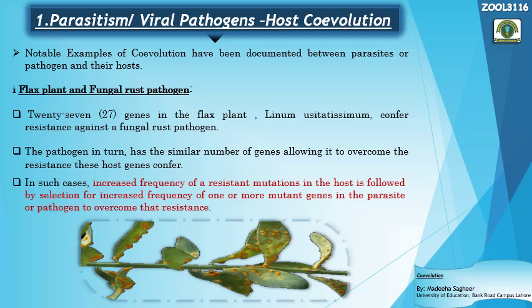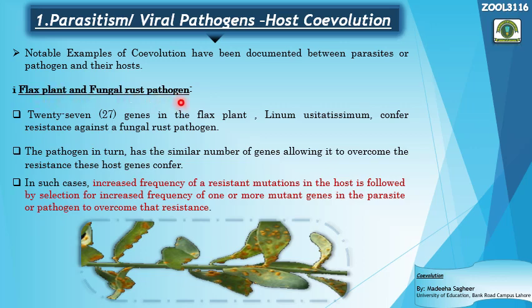Right. So previously there were no resistance genes, then after the attack of the pathogen, the flax plant evolved and got 27 resistance genes that could resist the rust of the fungal pathogen, right? But with time, and as a response to these resistance genes, the pathogen got 27 new genes in its genetic material that overcame the resistance of the host genes. Now let's read it.